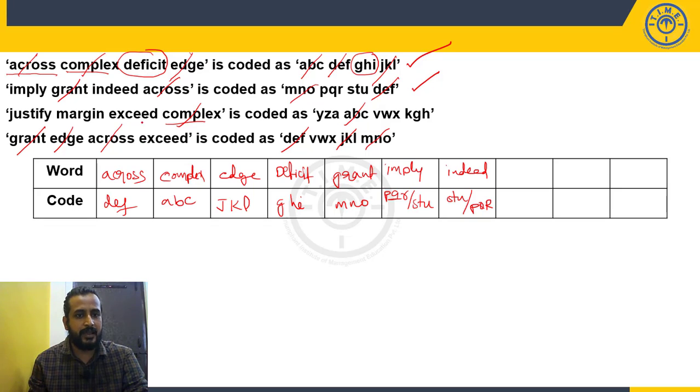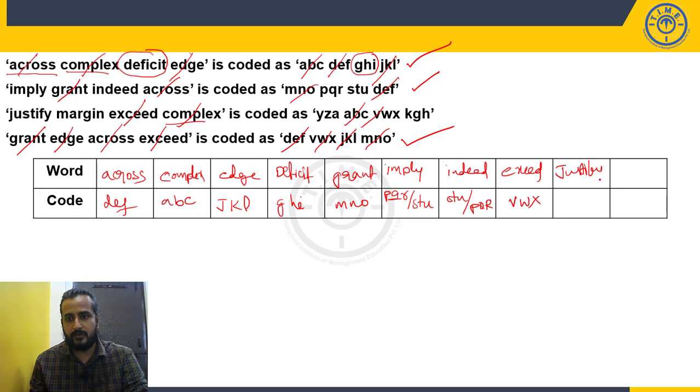Now justify, margin, exceed. Now in these 2 statements, what is the only common term? Exceed. What is the only common code in these 2? VWX. Now comparison of all the statements is over. Third is also done. In the fourth statement, still we are left with 2 words. What are the 2 words?